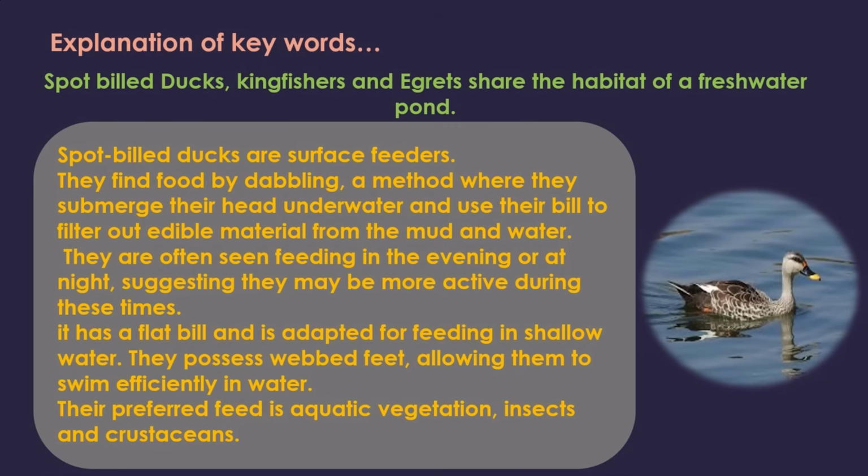How? Spot-billed ducks are surface feeders. They find their food by dabbling. Dabbling means submerging their head under water for catching their feed. They use their bill to filter out the edible material from the muddy water. They have adaptations like a flat bill that is helpful for feeding, and webbed feet that enable them to swim efficiently in the water.